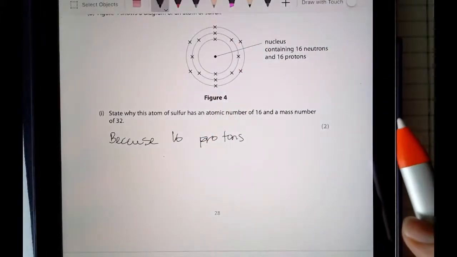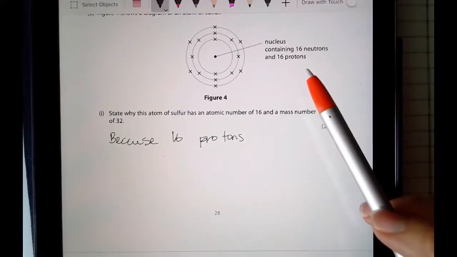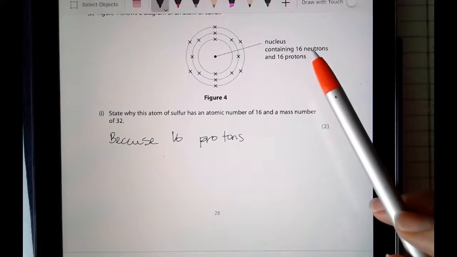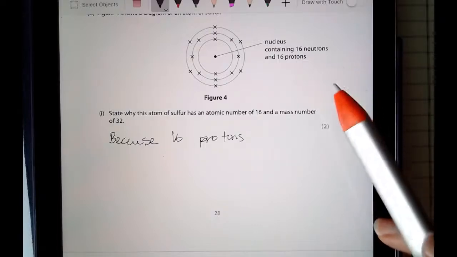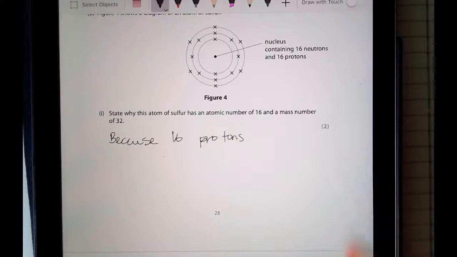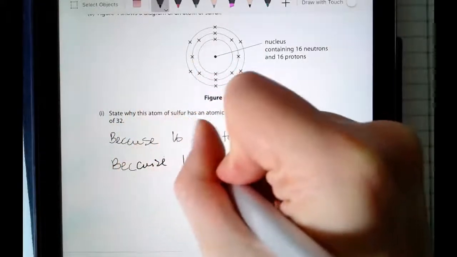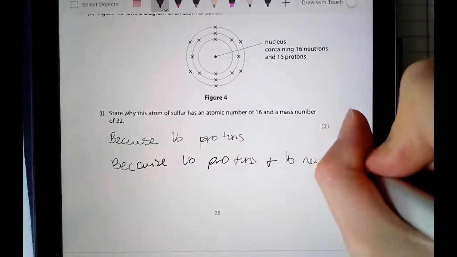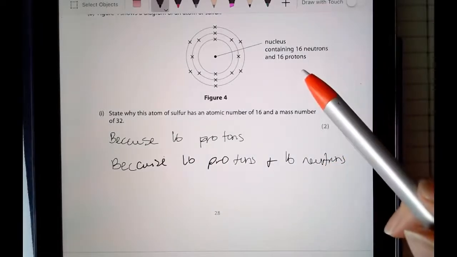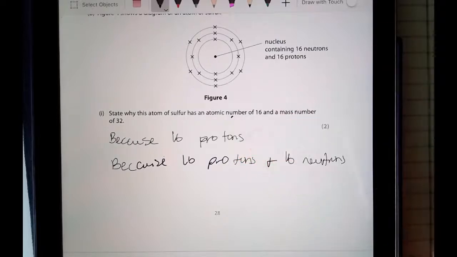It also asks you why the mass number is 32. So if you look at your subatomic particles, neutrons and protons both have a mass of 1. If you've got 16 neutrons, that gives you a combined mass of 16. 16 protons, you've also got 16. Add those together and you're going to get 32. So the mass number is 32 because you've got 16 protons and 16 neutrons. So when you're looking at the mass number, you're looking at how many protons and neutrons you've got. But when you're just looking at the atomic number, you only care about the number of protons.